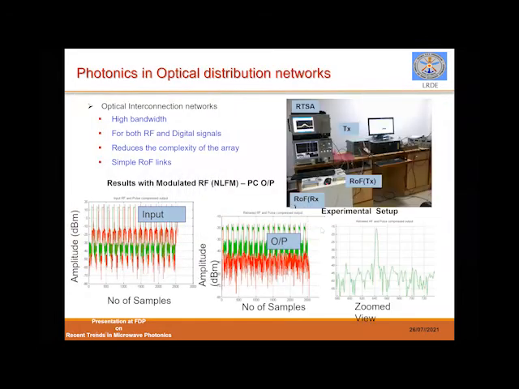Now, another application: we have seen that these microwave photonic techniques can be used for signal generation. I told you about carrier signal generation, then multi-band frequency generation, then modulated signal frequency generation. Then we also saw photonic ADC, photonic up and down conversion, and photonic beamformers. Now, another application which I want to touch upon is how we can use it in distribution networks.